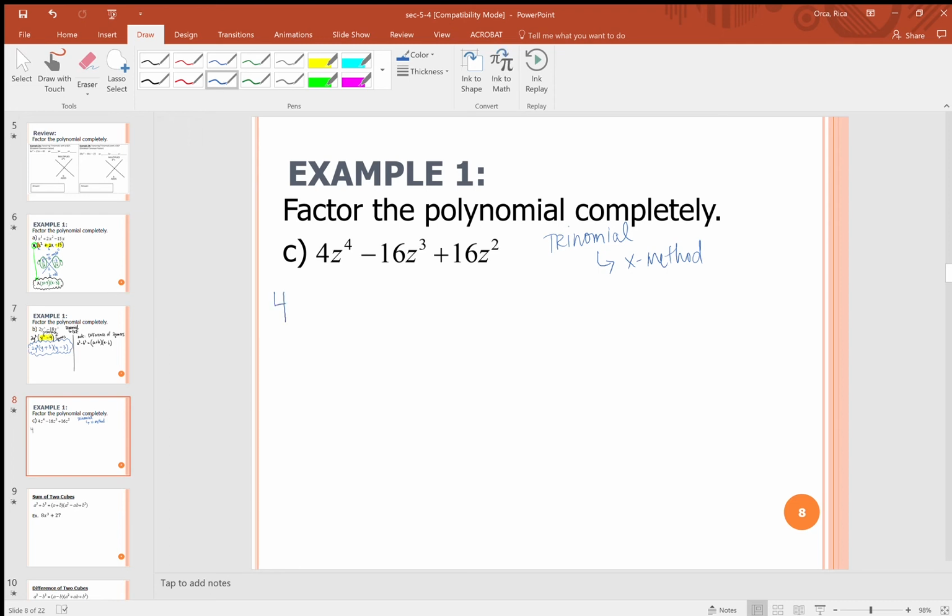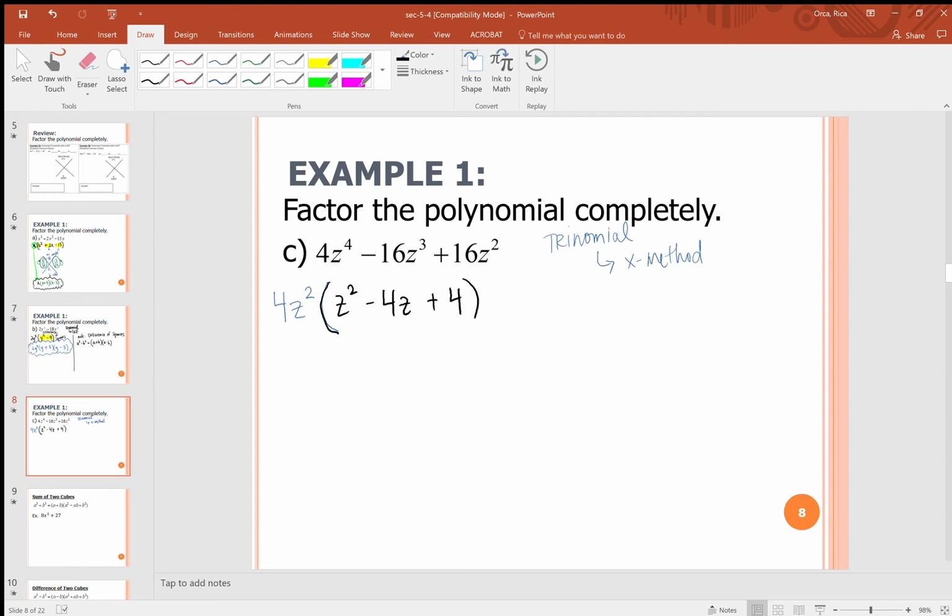4 goes into 4, negative 16, and 16. And z squared is the smallest variable. 4z squared times z squared is 4z to the fourth. And 4z squared times negative 4z is negative 16z to the third. And 4z squared times positive 4 is 16z squared.